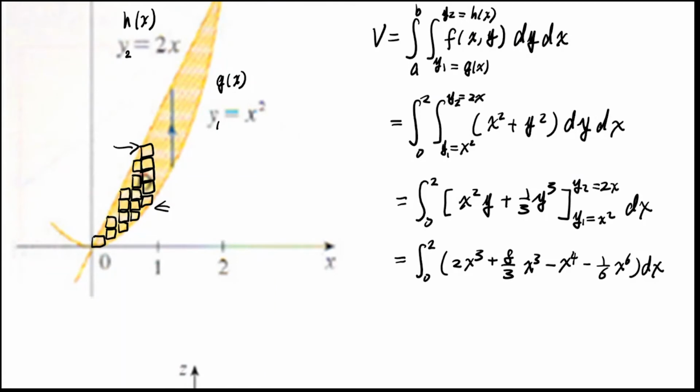Okay, then now it's downhill. We know what to do. We integrate. Is there anything? Yeah, we should simplify before we integrate. So 0 to 2. And this thing, is it 14/3? x cubed minus x to the 4th power minus 1/6 x to the 6th power, and then dx.